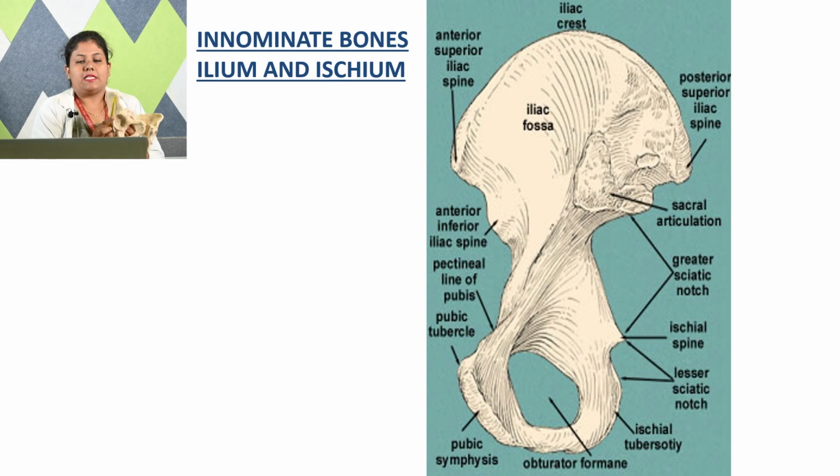This is called the gluteal fossa. This gluteal fossa is rough to touch as the gluteal muscles are attached to it. So the iliac fossa is a bit smoother and softer comparatively to the gluteal fossa. The gluteal muscles are attached over here, and because of that this area is a bit rough to touch.